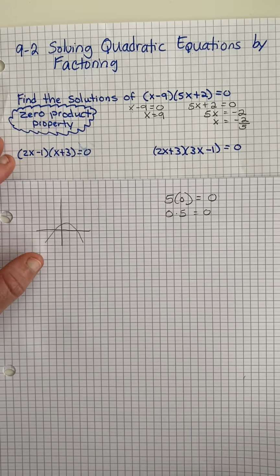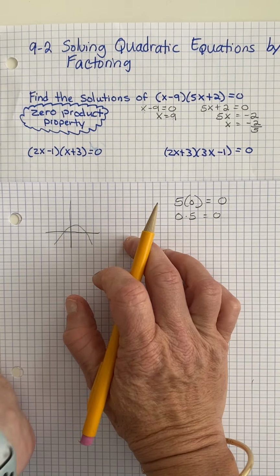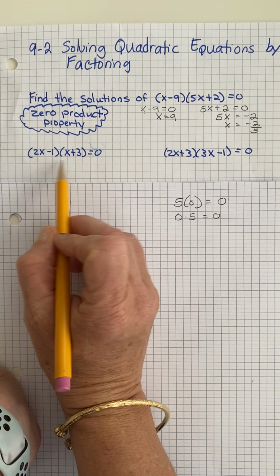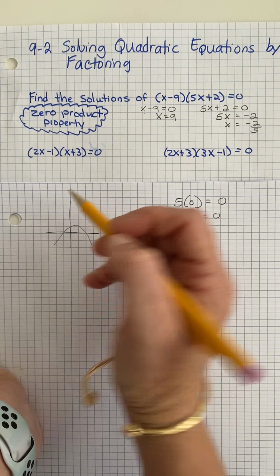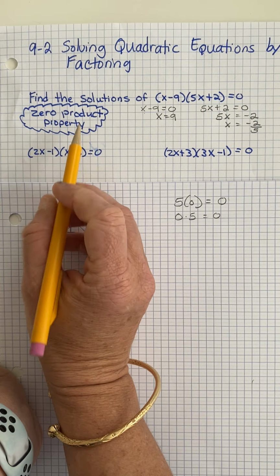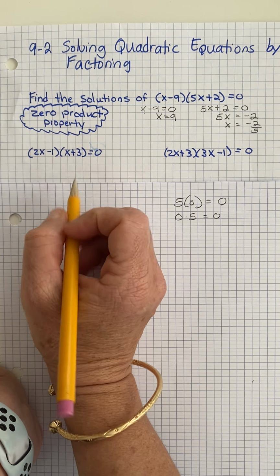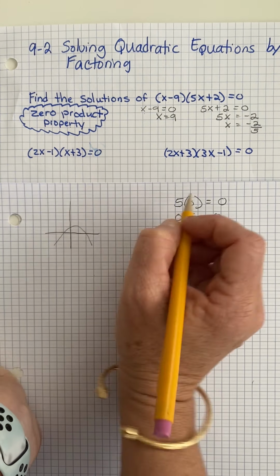Okay, so right here, you guys are going to practice. Go ahead and solve both of these. What would the solutions be? Now, it's going to get a little harder than this, but this is just the very beginning, right? If I have two things that are being multiplied, we're going to use the zero product property and figure out what x is. And I'm going to kind of speed through this.